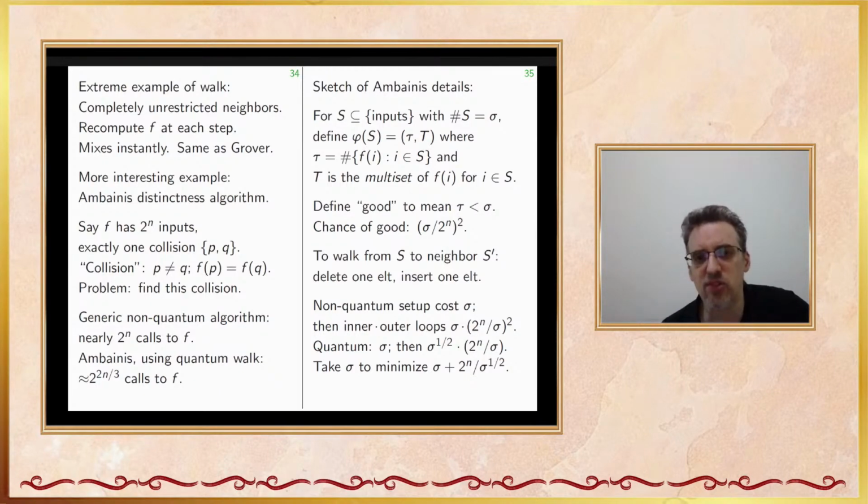Well, the setup cost is the same. You still have to evaluate F sigma times. But the loops in doing the random walk are replaced by only the square root of those loops. So instead of sigma, it's square root of sigma. And instead of 2 to the n over sigma squared, it's 2 to the n over sigma. And suddenly, this means that the optimal value of sigma is no longer close to 2 to the n. It is something like 2 to the 2n over 3, if you look at the formulas for a moment.